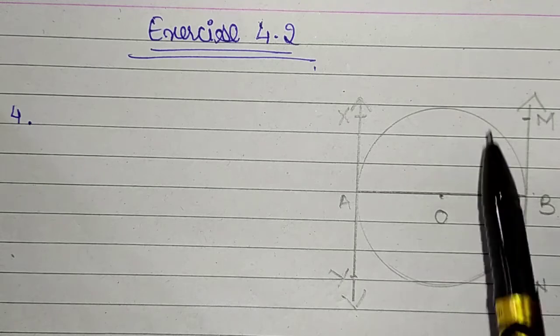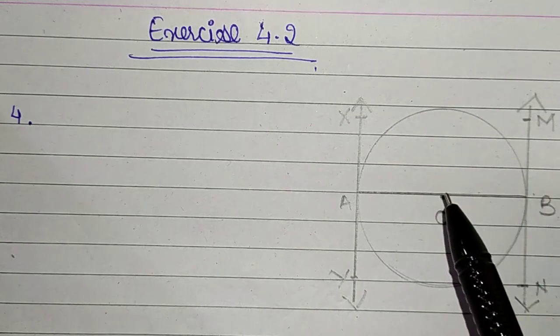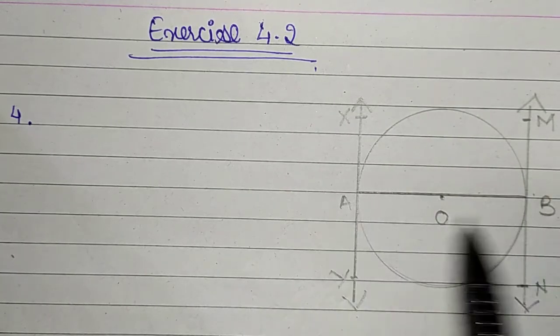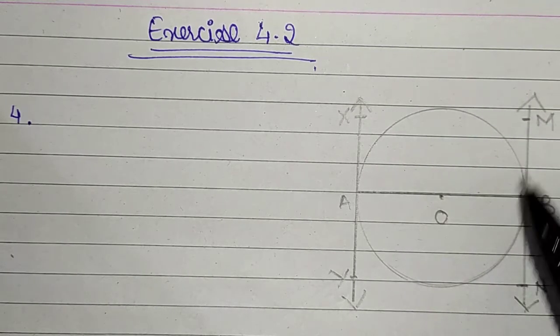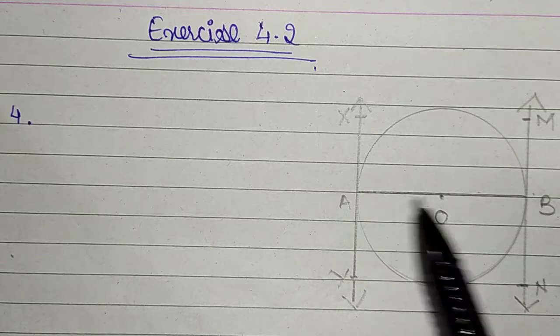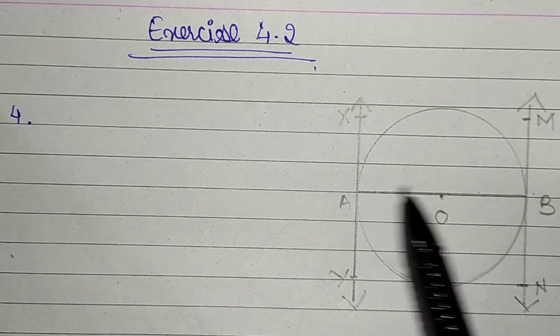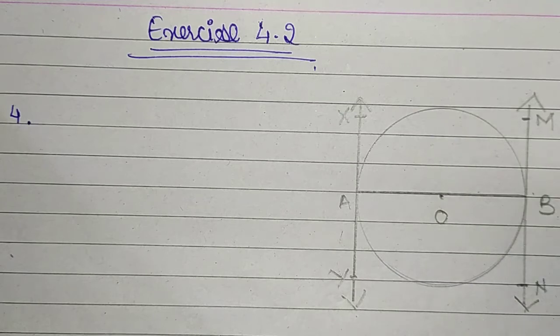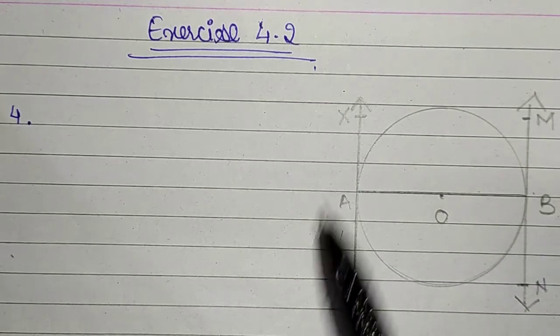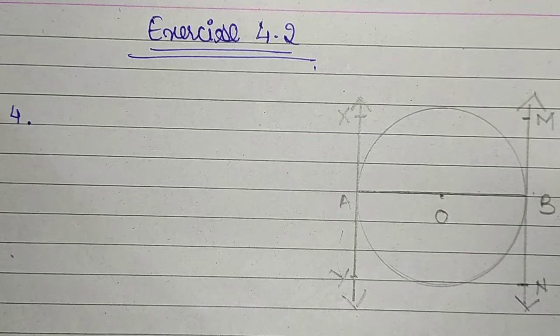So as you can see in the figure here, we have a circle with center O and AB is its diameter. We have drawn two tangents at the endpoints of the diameter, that is at point A and point B. We have drawn two tangents XY and MN respectively. Our job is to prove that XY and MN are parallel. To do this, we will be using the properties of parallel lines.